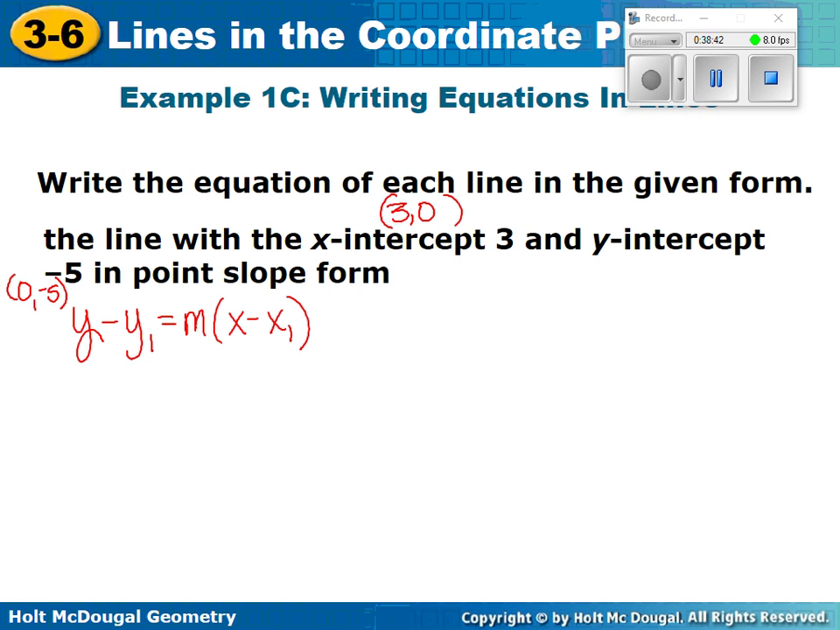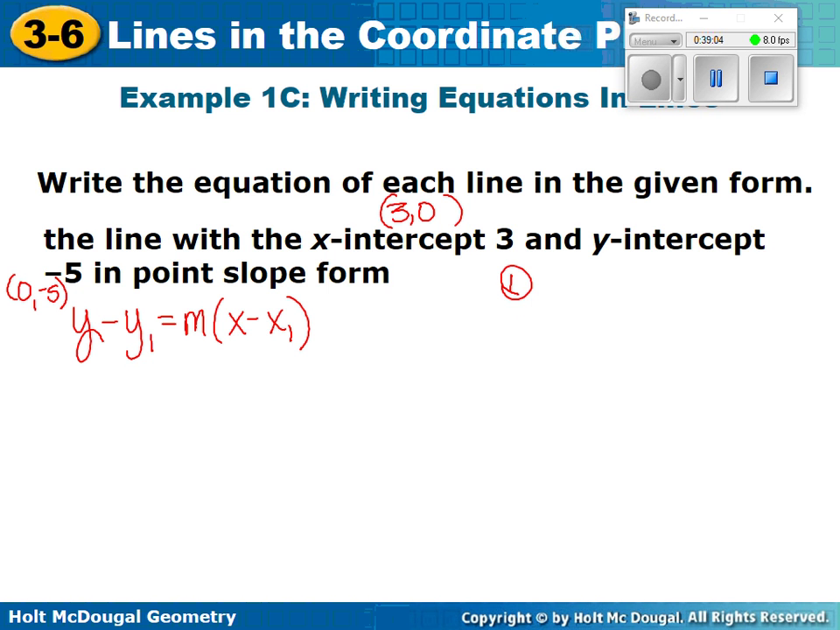That is wrong. So now we have these 2 points, and we need to write an equation in point slope form. Point slope form has a point in it, x1, y1. Does it matter which point we use? Nope. And then it has a slope. How are we going to find slope? Rise over run, slope formula.